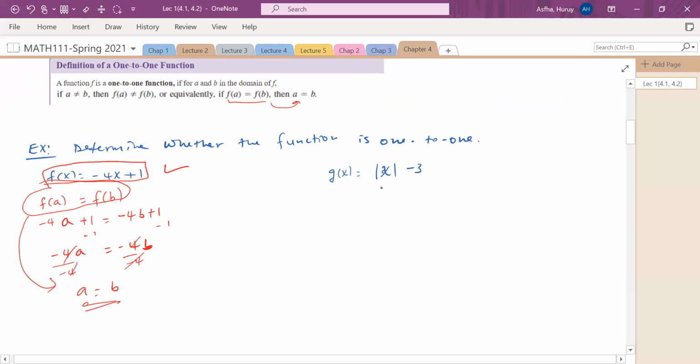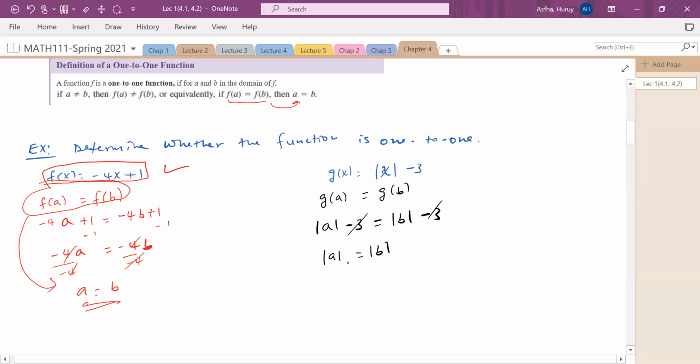Okay, how about the next one? Suppose we have g of x equals the absolute value of x minus 3. Now let's try to show if g of a equals g of b, then does it mean a equals b? We start with g of a equals g of b. We replace x by a, so we have the absolute value of a minus 3 equals the absolute value of b minus 3. And then the 3s cancel out, so we have the absolute value of a equals the absolute value of b.